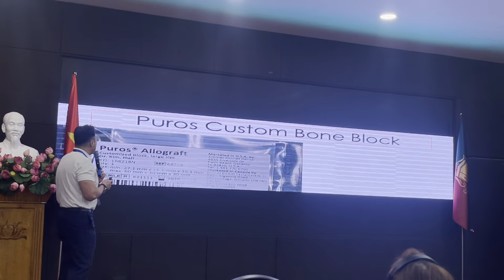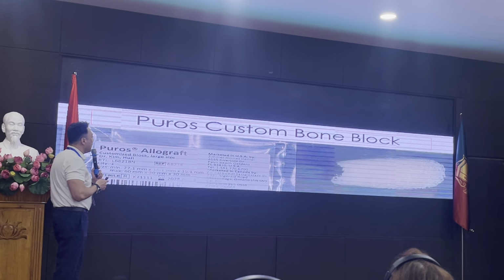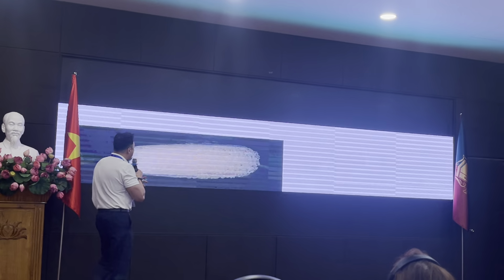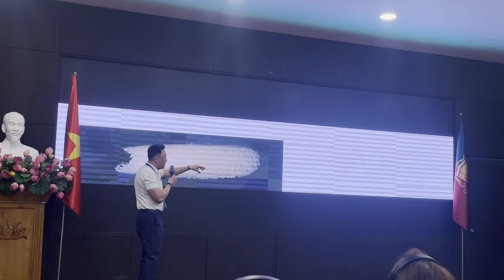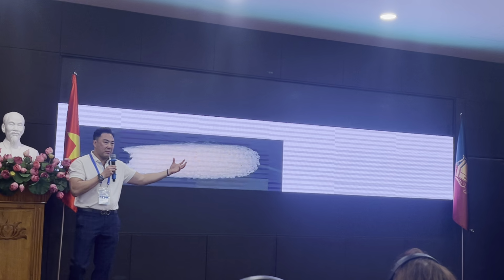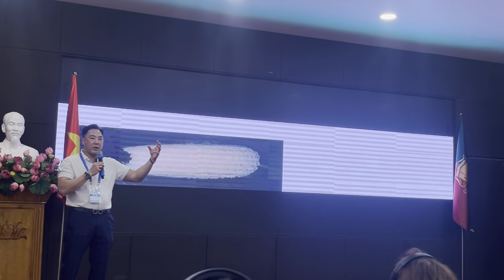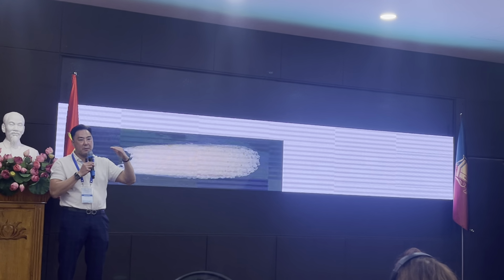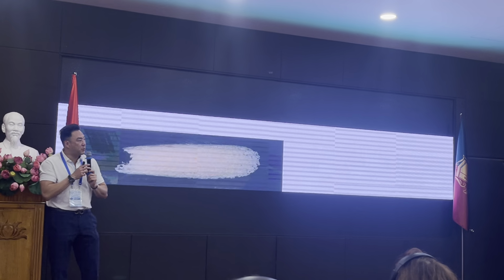So use this custom bone block. Again, the porous nature of the graft is going to allow all the blood cells to flow through, because that's what's going to nourish the graft. Mind you, this is a dead bone, right? So we want to use this graft to somehow build up vertically and to be able to place implants.